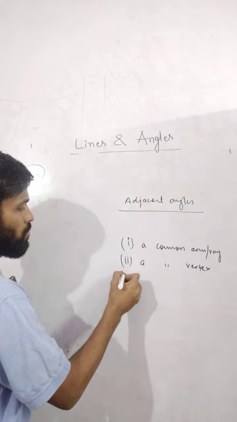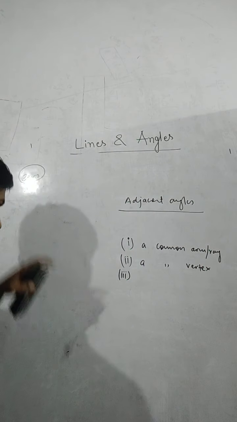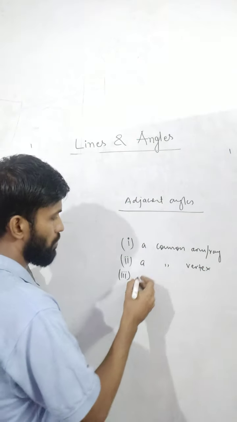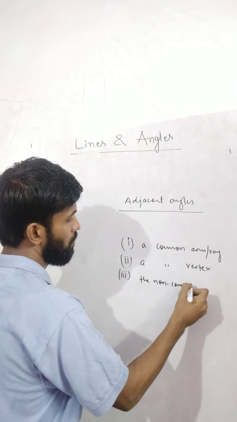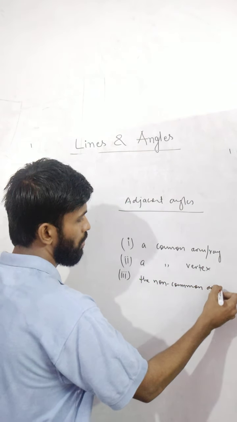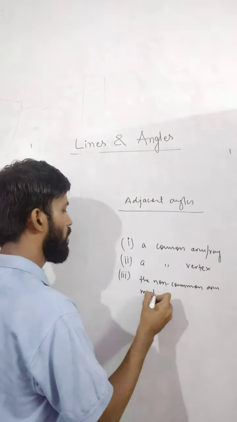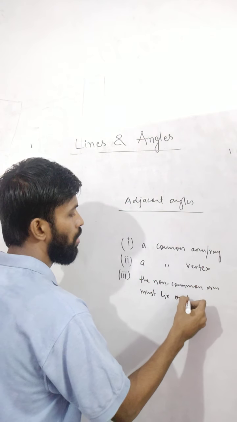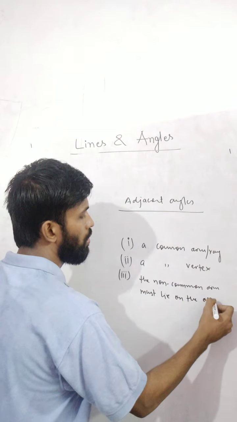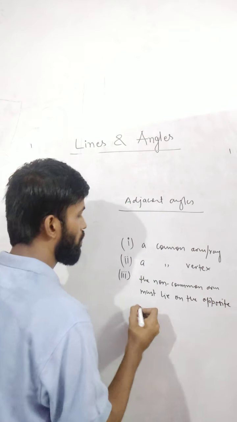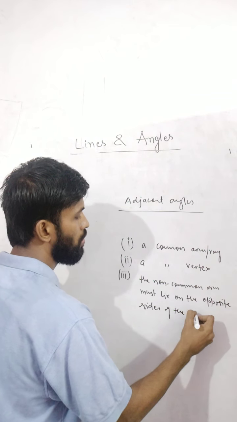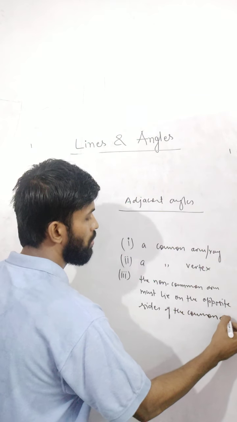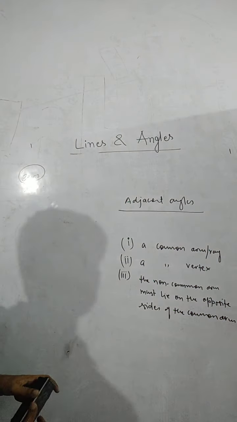And the third condition, which is a little bit complex but not difficult, says the non-common arm must lie on the opposite sides of the common arm. Okay, understand these three.